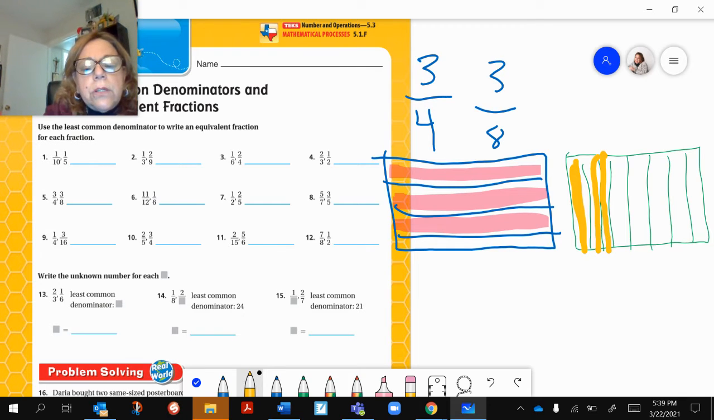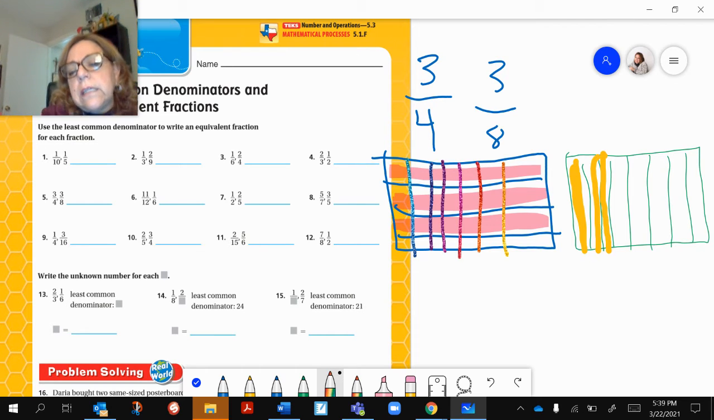So what I need to do is to go ahead and draw down 8 columns. 1, 2, 3, 4, 5, 6, 7. There we go. Now, how many squares do I now have? I drew an array. So it's 8 across, 1, 2, 3, 4, 5, 6, 7, 8. 8 across and 4 down. What is 8 times 4? 32 is going to be my divisor.